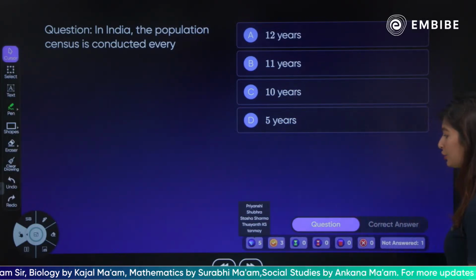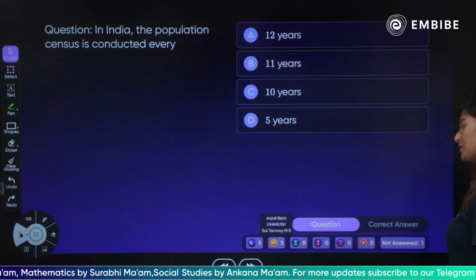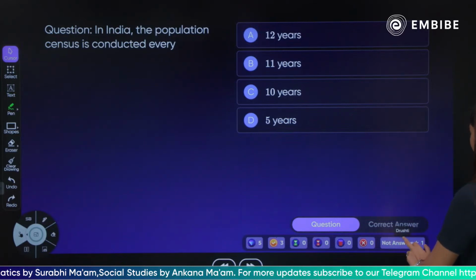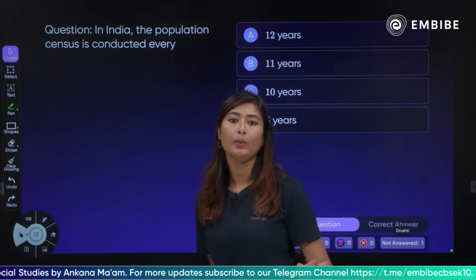Priyanshi, Shubhra, Tasha, Tushant, Tanmay, kya baat hai? Absolutely correct answer, perfect timing. Anjali, Dhanush, Sai, Tanmay have also answered correctly. Drushti, you have not answered, take an attempt. Karan, I will answer your question in a quick moment.